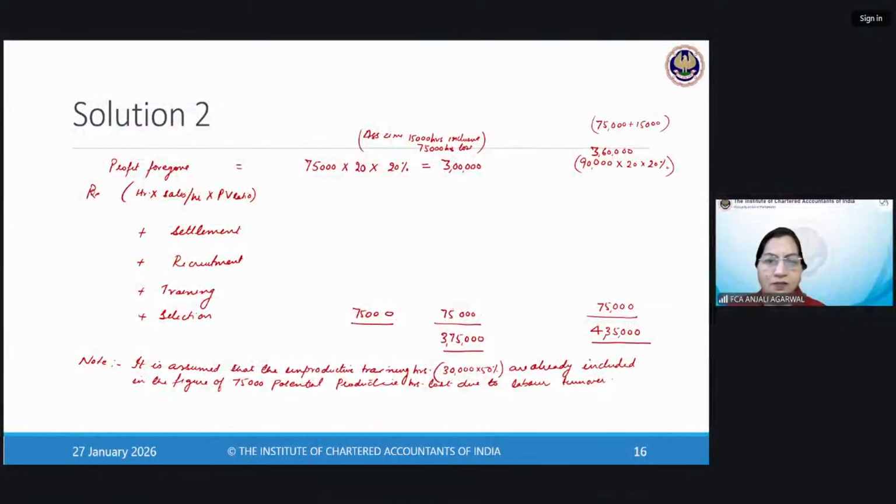Minu and others also. This entire question has two types of cost incurred because of labor turnover. One is opportunity cost, and second is out of pocket. You have to pay the settlement payment also. You have to incur the recruitment expenses also. You have to incur the training also. You have to incur the selection also. So don't confuse this 75 with the 75 hours potentially lost.